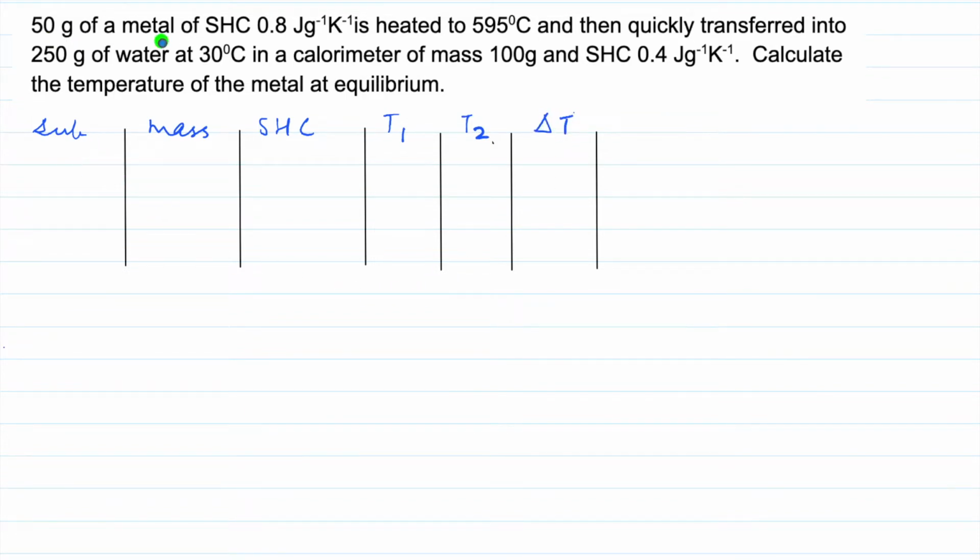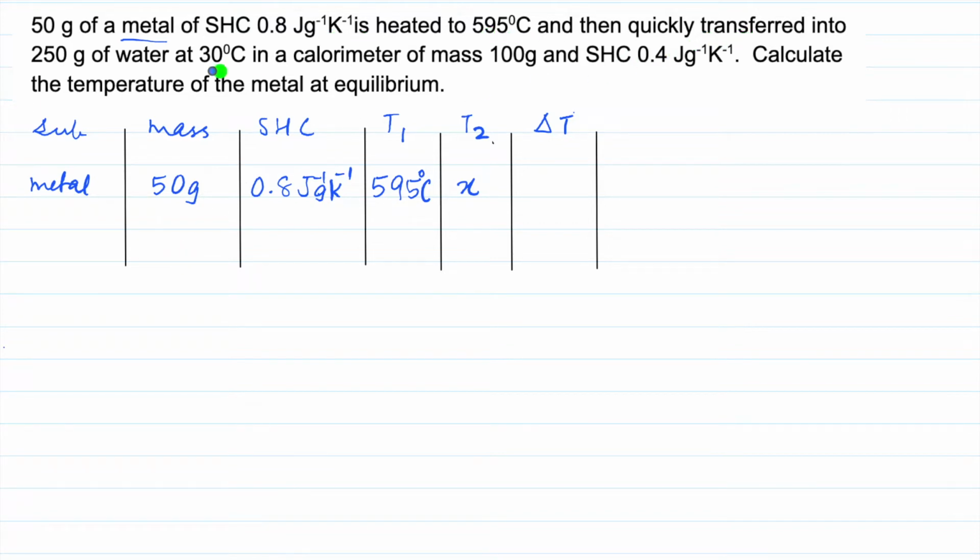So 50 grams of metal, so our first substance is metal and the mass is 50 gram, and this is the SHC, 0.8 joule per gram per Kelvin. It is heated to 595, so your T1 is 595 degrees C, and T2 is the equilibrium temperature, which is the final temperature we do not know. So we'll call that as X.